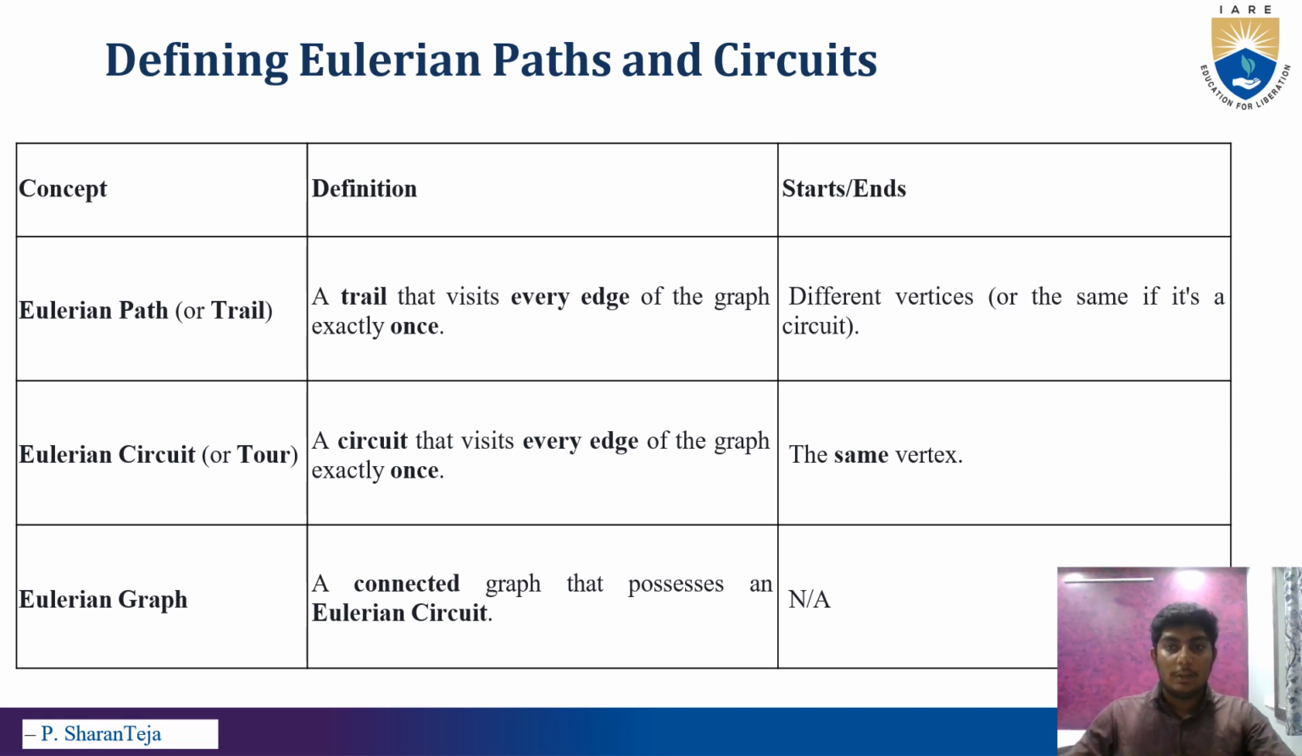The start and end vertices are different, but they are the same if it's a circuit. Eulerian circuit means a circuit that visits every edge of the graph exactly once, ending at the same vertex. Eulerian graph: a connected graph that possesses an Eulerian circuit.